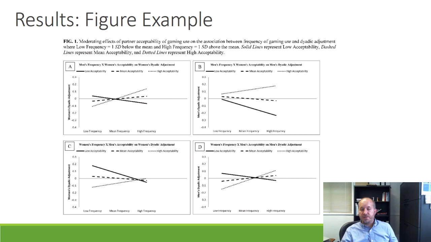This here is the figure. Because I have 4 moderators, I have 4 figures. So I carefully label each of these figures to show you what it is, so what the interaction term is. So men's by women's acceptability, men's frequency by women's acceptability on women's dyadic adjustment. And then I also labeled these A, B, C, and D because I'm using those labels in my report when I am talking about this in the results.